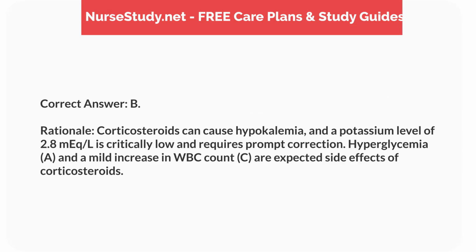Correct answer, B. Rationale: corticosteroids can cause hypokalemia, and a potassium level of 2.8 milliequivalent per liter is critically low and requires prompt correction. Hyperglycemia, A, and a mild increase in WBC count, C, are expected side effects of corticosteroids.